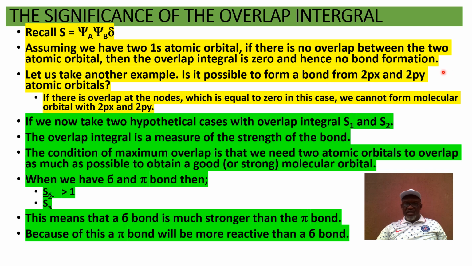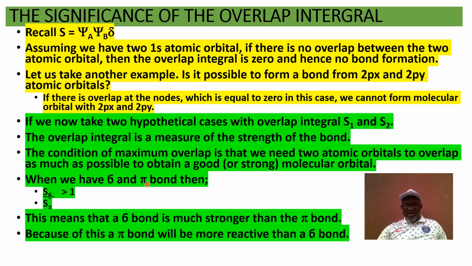Now we have two atomic orbitals from 2p. If there is overlap at the nodes, remember the nodes where there is no electron density, which is equal to 0 in this case, we cannot form a molecular orbital with 2px and 2py. You can imagine. That's what we're saying. Where there is no electron density, then you can't. If we now take two hypothetical cases with overlap integrals S1 and S2, the overlap integral is a measure of the strength of the bond. The condition of maximum overlap is that we need two atomic orbitals to overlap as much as possible to obtain a good or strong molecular orbital.